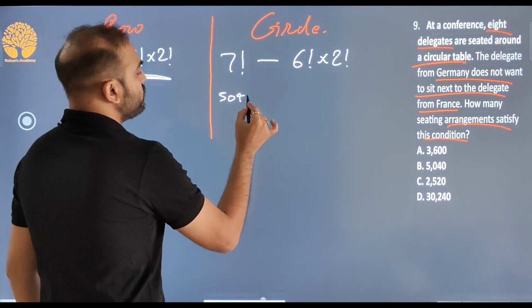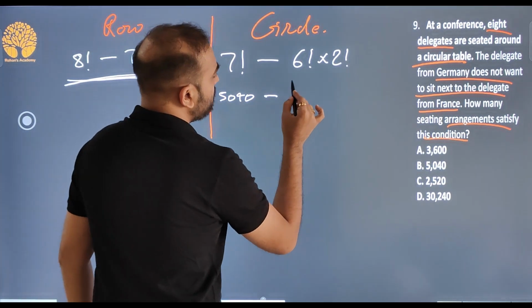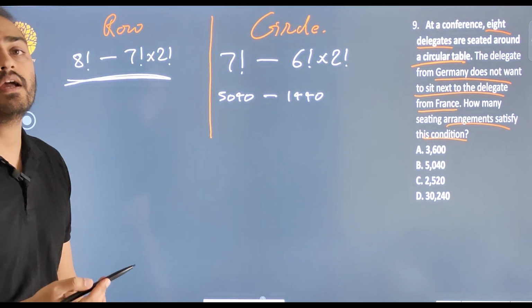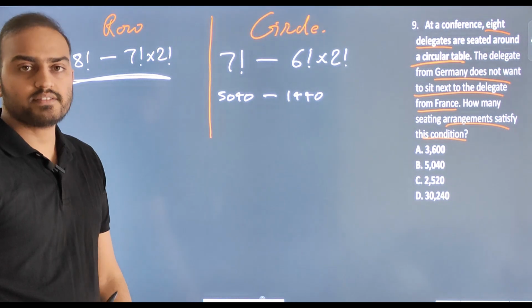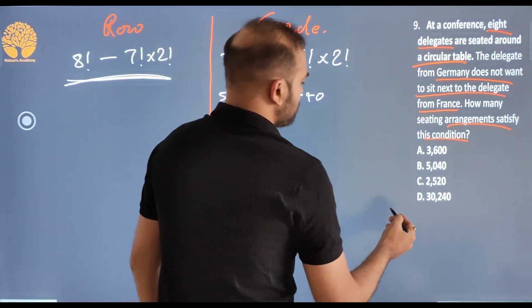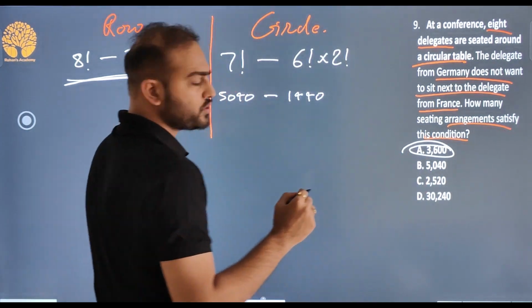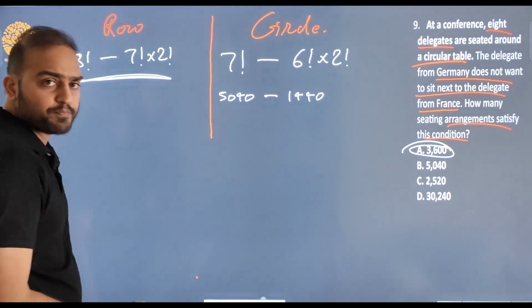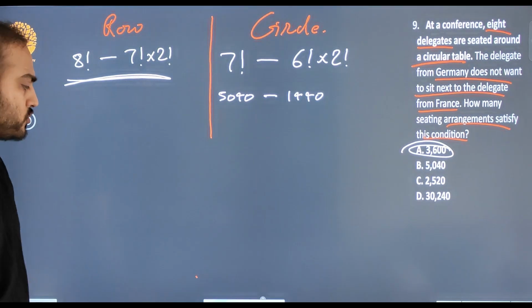That is 5040 minus 1440. As I told you in the beginning, factorials up to 10 is something that you should learn, right? So that's 3600. Now let's try and understand this also.